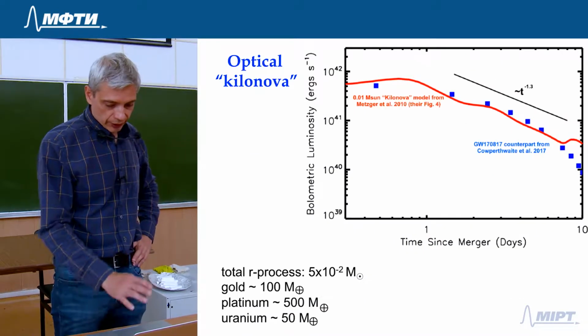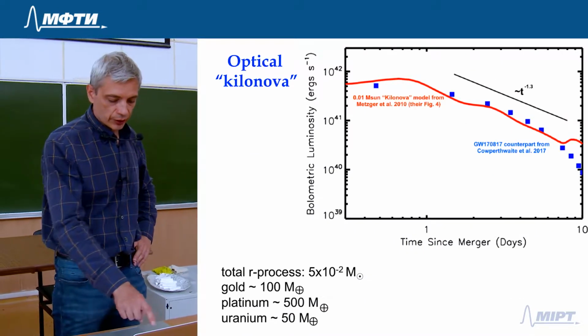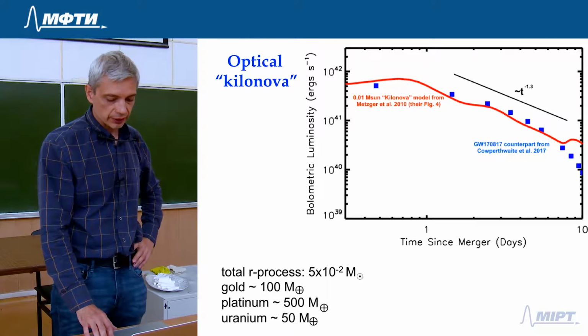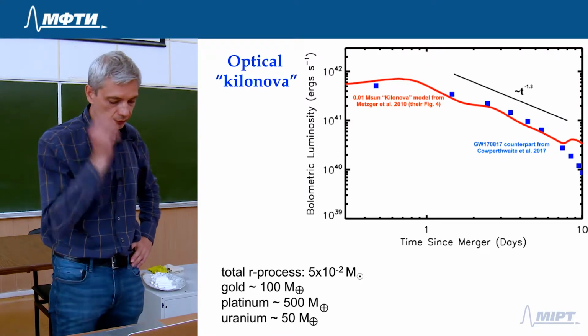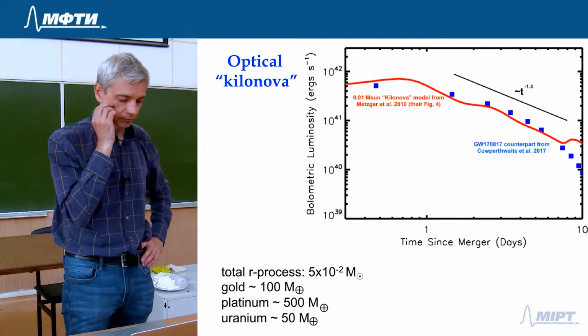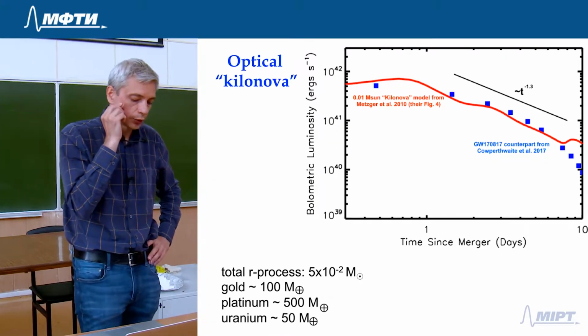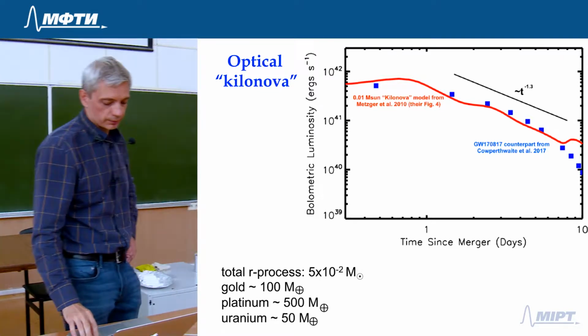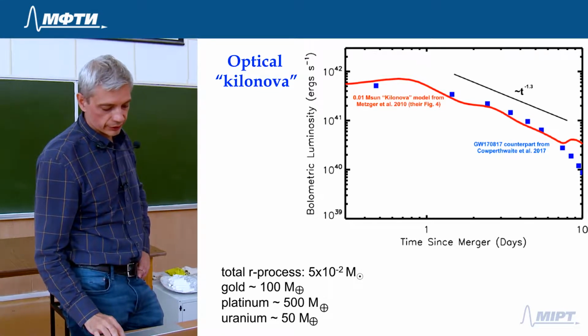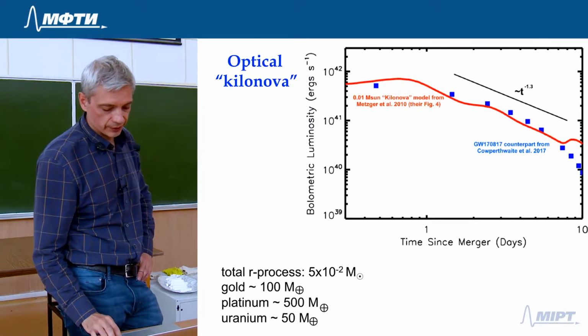Okay, that's the optical light that is consistent. The squares are the observed data, and the red is the prediction, and you can see the amount of different elements. 100 Earth masses of gold, pretty nice. Platinum, uranium, impressive. 50 Earth masses.